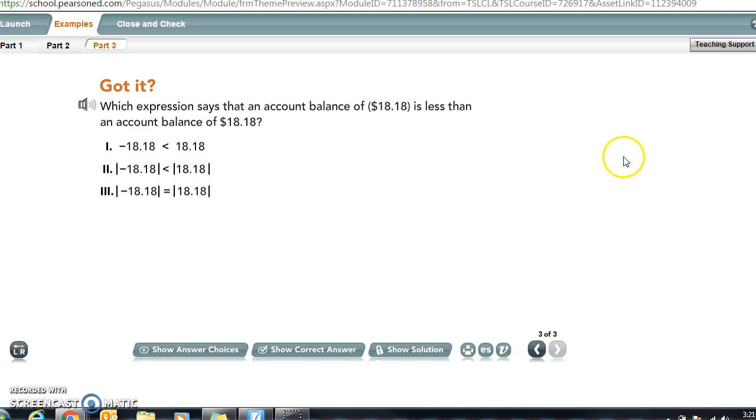Which expression says that an account balance of negative $18.18 is less than an account balance of $18.18? Okay, go ahead and try this one on your own. When you are done, circle the correct answer.